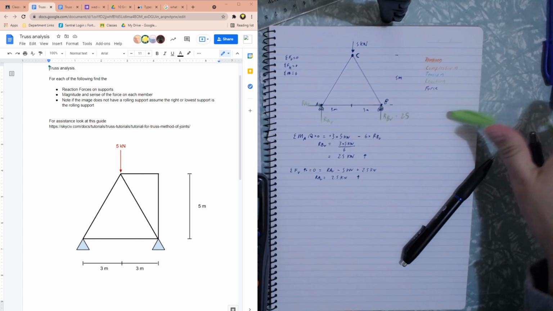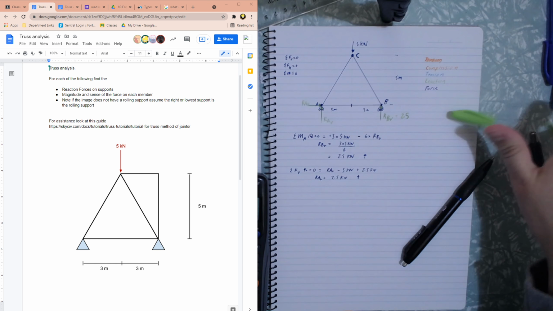We have some distances. The bottom member seems to be 6 meters long, and then the two members go up to 5 meters in the air. We have our two supports. Now, in our example question, we have a fixed support on both sides, left and right, but for us to solve this question, we have to simulate one of those as a rolling support.